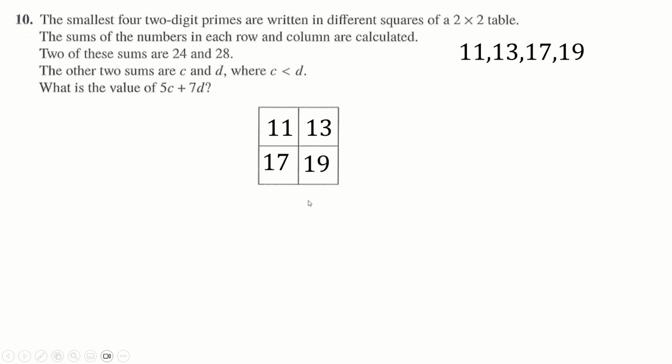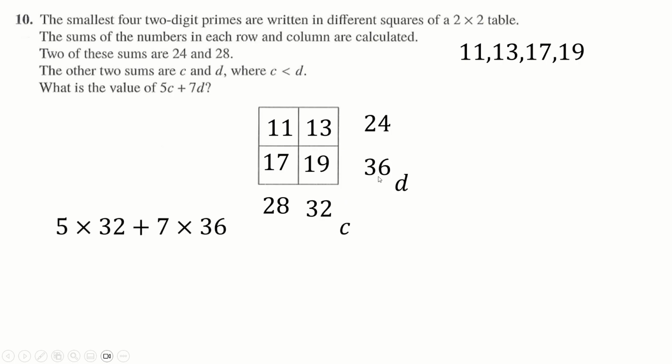I have no idea why this is a senior Kangaroo question at this point. That's 24, that's 28. This is 36 here, this is 32, this is 28, as I said. The other two sums are these two. C is the smaller one, so C is this. 5 times this plus 7 times that is legitimately the hardest part of this question. But in any case, you end up with 412. Quite an interesting question, this one.